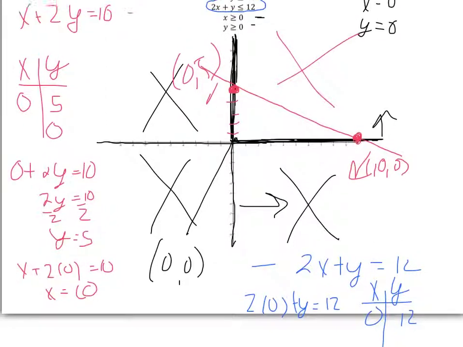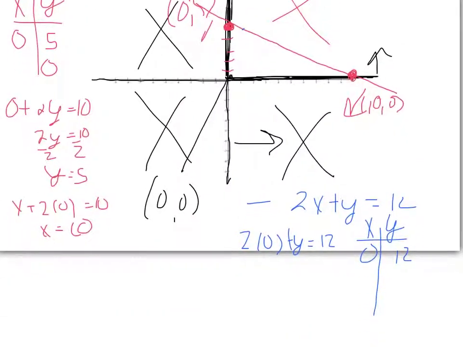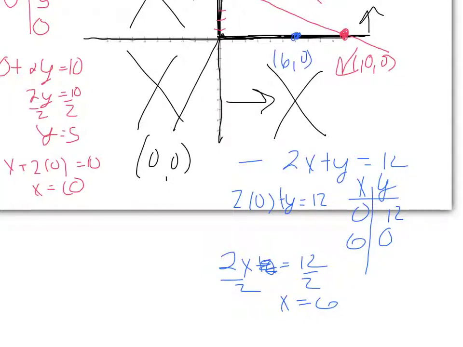So 0, 12, that is a point on the graph. That is up here. 0, 12. So because that's outside of our solution region, it's not going to be one of our vertices. Now plugging 0 in for y, we're going to be finding that x-intercept. So plugging 0 in there, we have 2x plus 0 equals 12. So this really goes away. Divide by 2, we get x equals 6. 6 comma 0. That's that point right there.